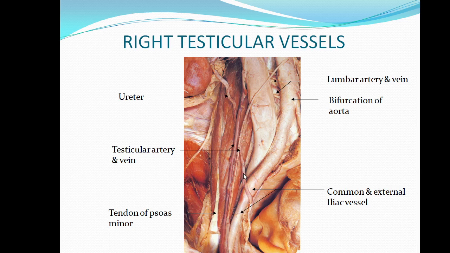While the testicular vein, here you can see on the right side, drains into the inferior vena cava. This is the inferior vena cava. While on the left side, it drains into the left renal vein. This is what you can see, the tendon of the psoas minor.